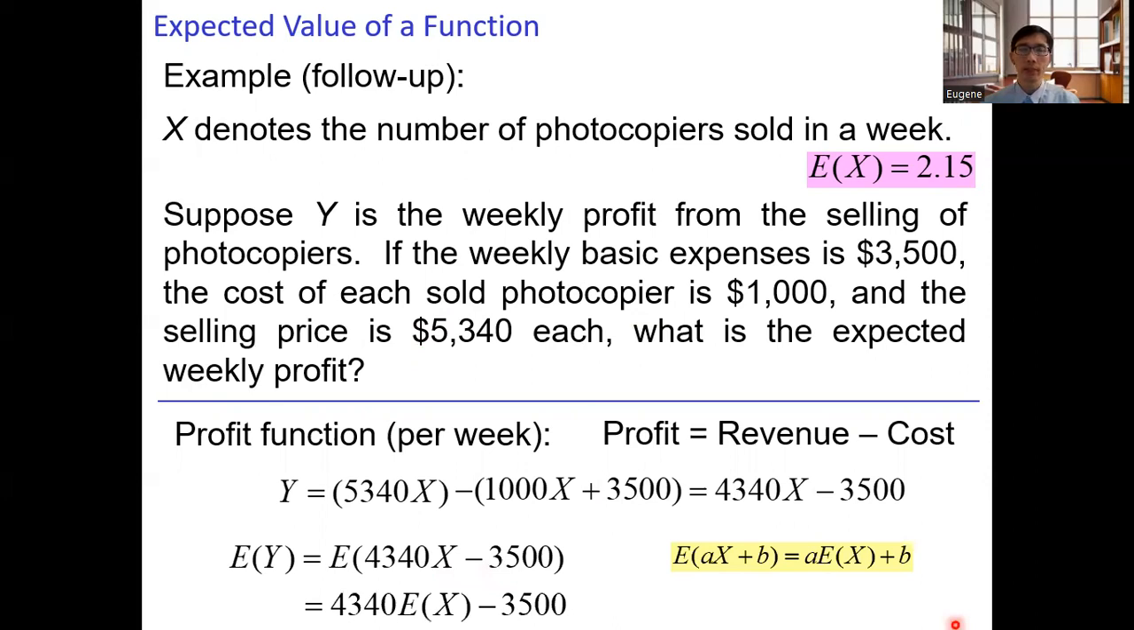So what is the expected value of X? The expected value of X is computed as 2.15. So we make the substitution, and then we get the expected value of Y equals $5,831. This is the expected weekly profit.